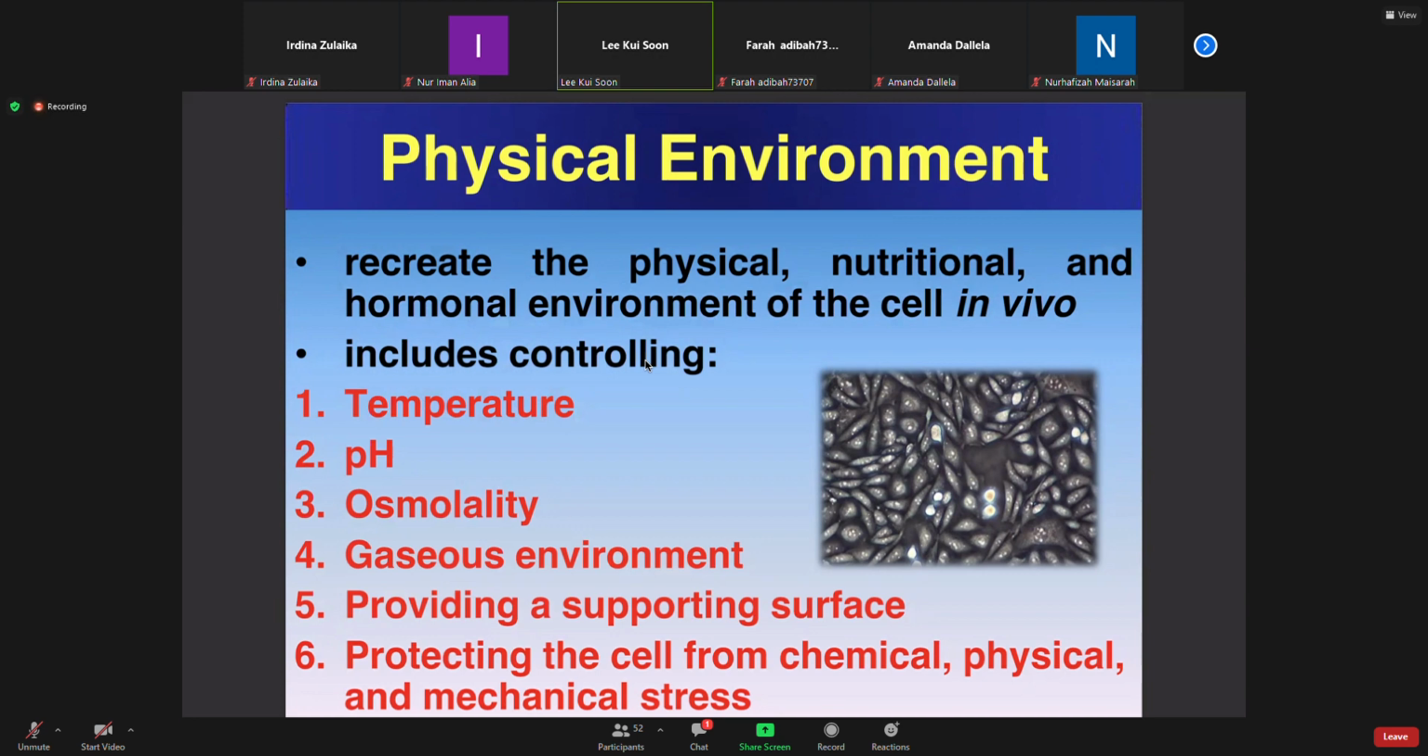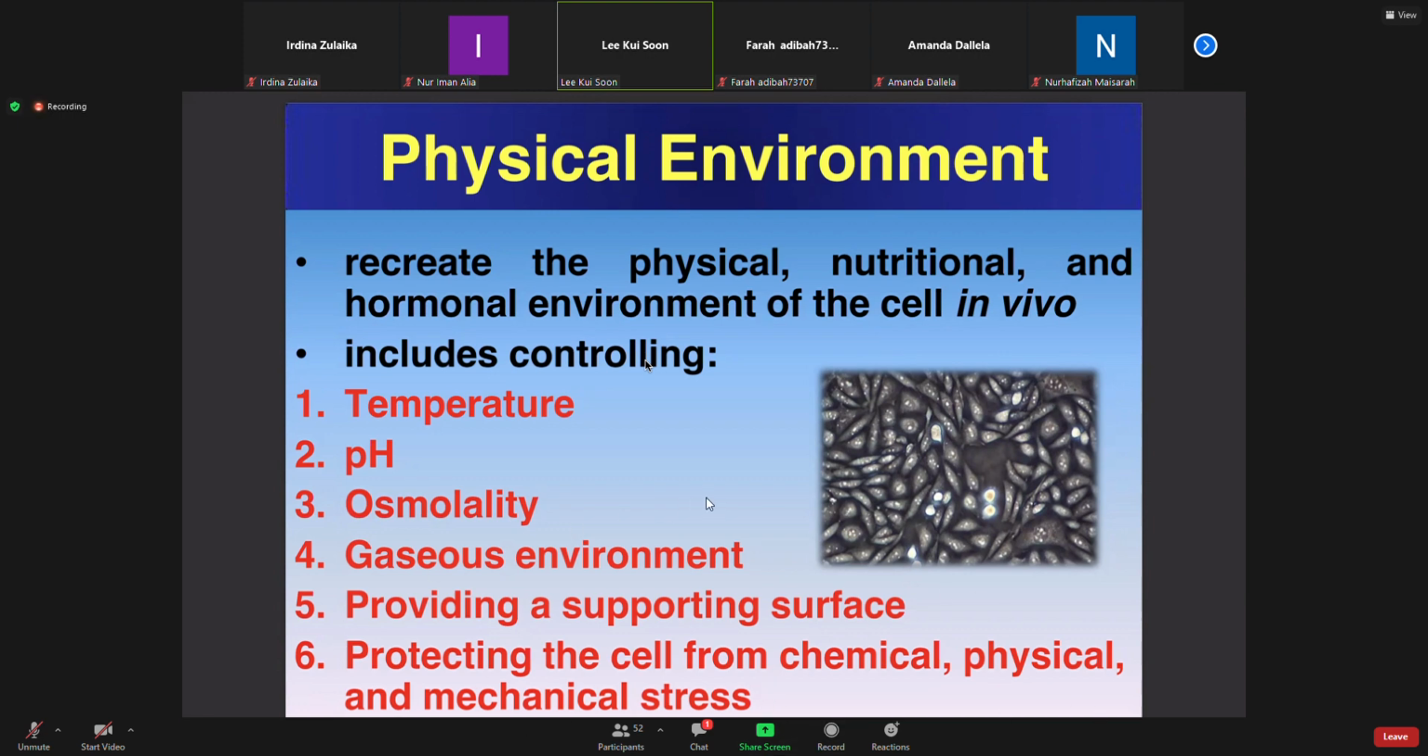Okay, so the environment that you need to create must include the nutritional environment and hormonal environments of the cell in vivo, and you control the following physical parameters. The first one is the temperature. Temperature is very, very important for the cell to grow, because different animal cells need a different temperature for them to survive and replicate.